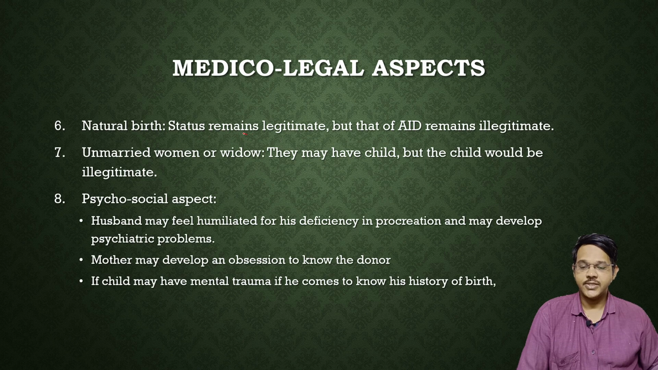Natural birth status remains legitimate, but the status of children born by artificial insemination by donor is illegitimate. An unmarried woman or widow may have a child, but the child will be illegitimate. So even an unmarried woman can have a child from artificial insemination, but the child will be illegitimate.